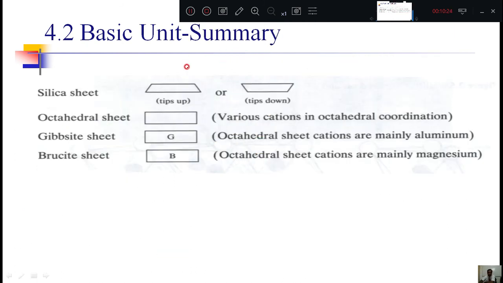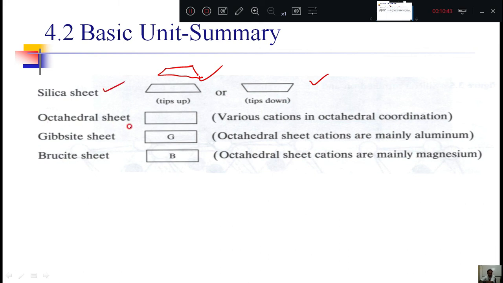Okay, next, summary of what we concluded till now. This is the silica sheet. The silica sheet is tip up, meaning the tip is small and the base will be like this, or even you can represent it this way. This is what is called a silica sheet.